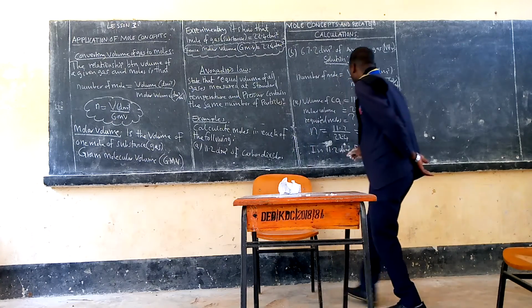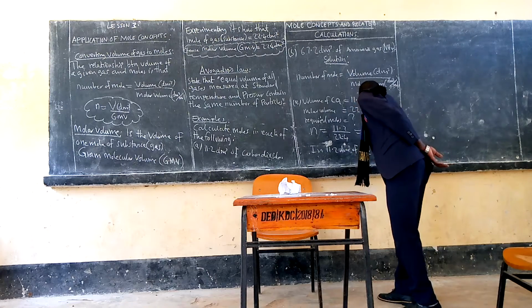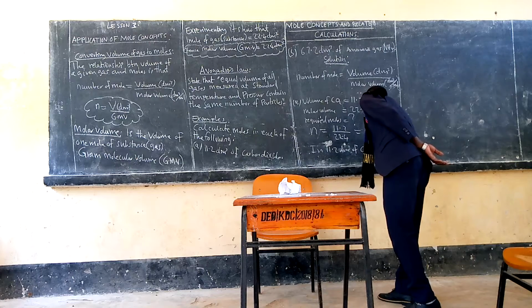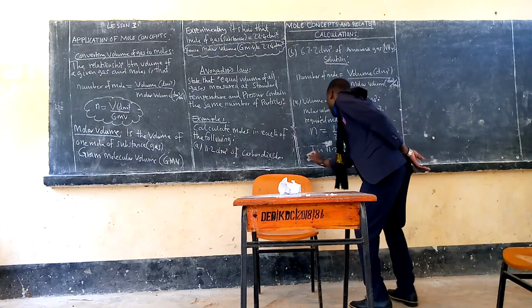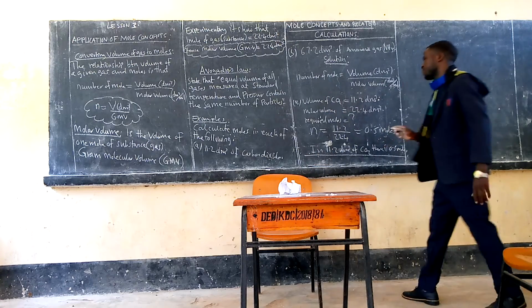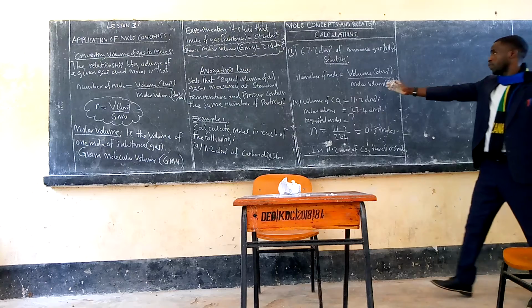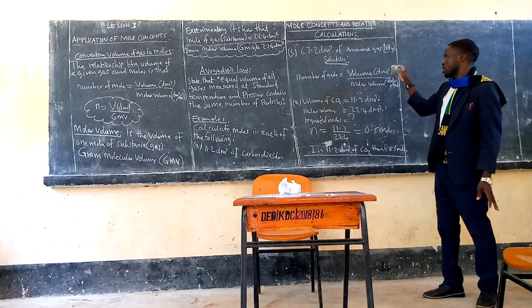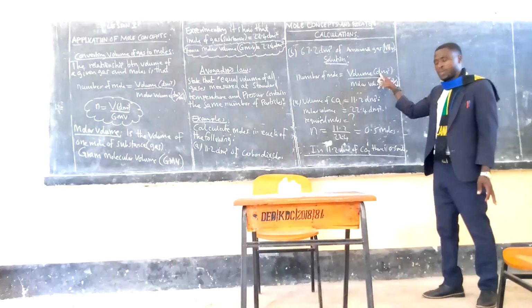In 11.2 decimeter cubic of carbon dioxide, there is 0.5 moles. Underline your answer. Simple. Very simple calculation. The first to understand is a formula that number of mole equals to volume divided by molar volume, but remember volume should be in decimeter cubic.